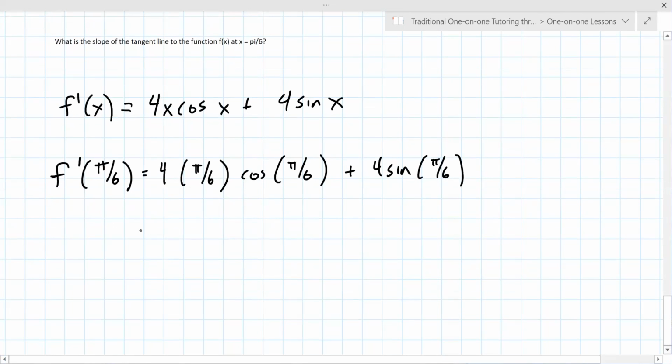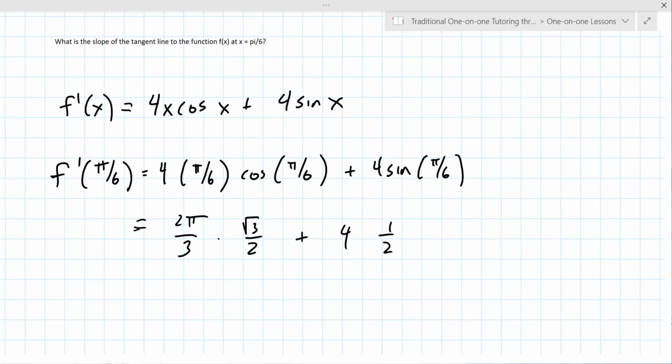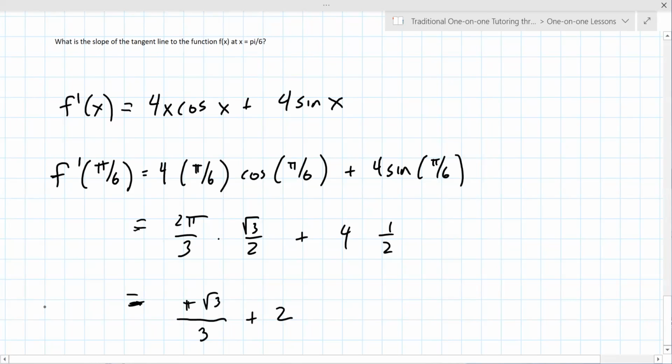You don't. So 4 times pi over 6 is 2 pi over 3. It's in our calculator section. Yeah, cosine pi over 6 is at 30 degrees. What is that, square root 3 over 2? And then sine pi over 6 is, I believe, 1/2. Okay. So without those values, you'd miss some amount of credit on here. But so this becomes pi square root 3 over 3 plus 2. And that's your slope. Okay. That's what they're looking for.